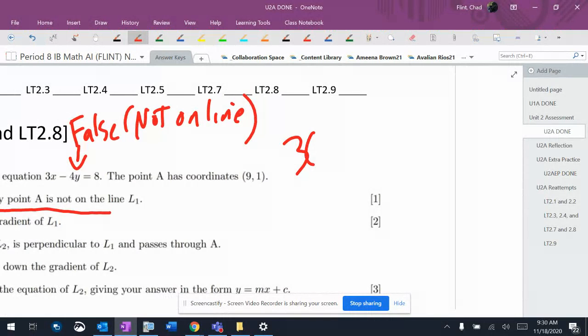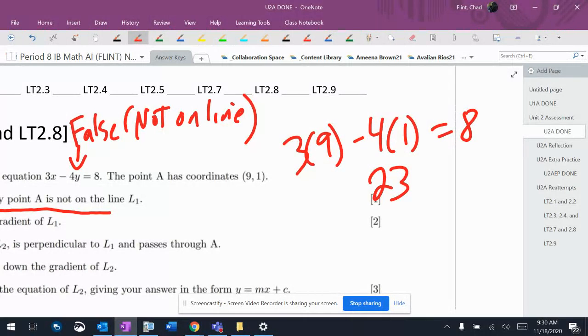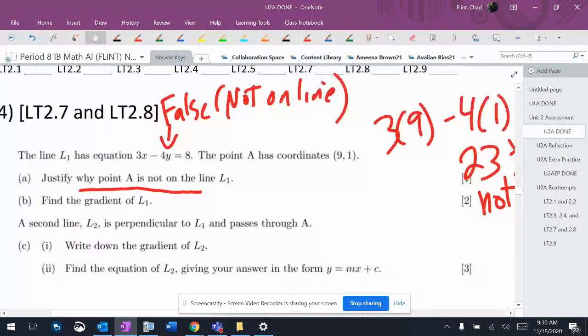So 3 times 9 minus 4 times 1 is supposed to equal 8 if it's true, but we want it to be false, so hopefully it's false. I put that in the calculator and it's going to give me 23 equals 8, which is not true, so it's not on the line. If it came out to be 8 equals 8, then it's on the line.